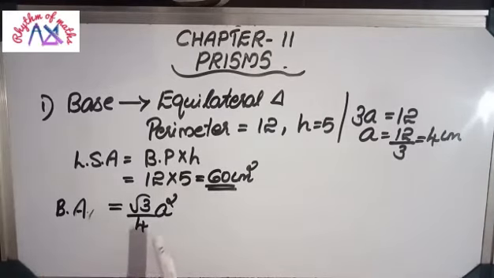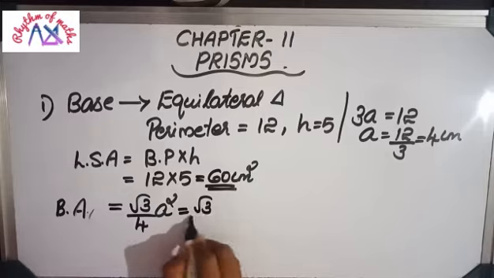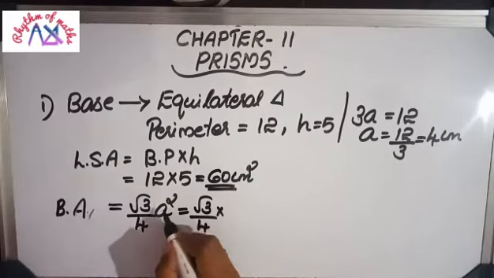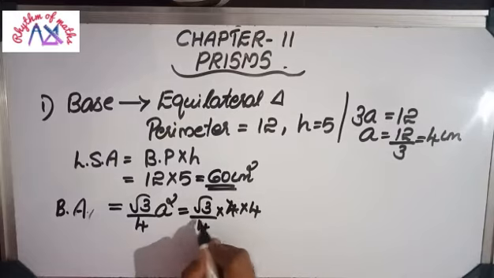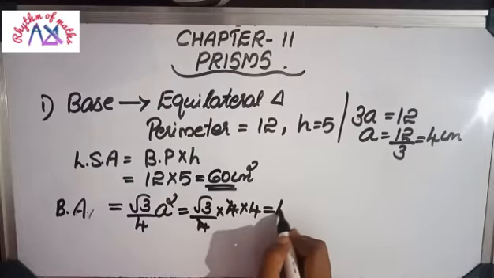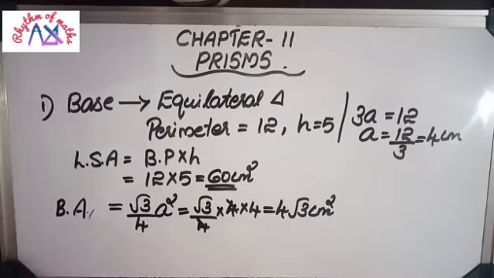So for the base area equation, root 3 by 4 a square, apply a as 4. So root 3 by 4 into a square means 4 square, that is 4 into 4. The 4 we can cancel here. So the answer will be 4 root 3 centimeter square. So we got lateral surface area as 60 and base area as 4 root 3 centimeter square.